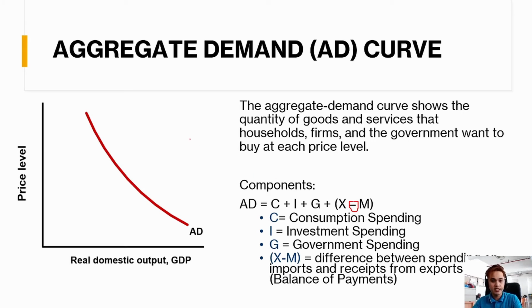And then we have our X, which is export spending. These are goods and services we sold to the rest of the world or abroad. This represents an inflow of funds into our domestic economy, so it is positive. If we subtract import spending from export spending, we come up with our net export, or the difference between spending on imports and receipts on exports. This is also known as the balance of payments or the trade balance, when X and M are equal. So these four are the components of our aggregate demand.